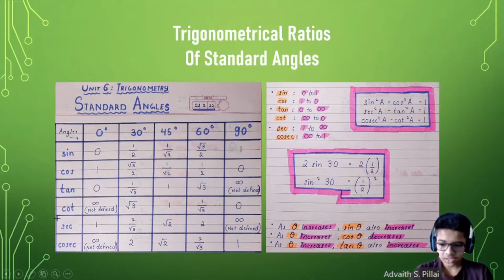Now let's look at cot. Cot 0 is infinite or not defined, cot 30 is root 3, cot 45 is 1, cot 60 is 1 by root 3 and cot 90 is 0. In this case as well, tan and cot are opposite to each other.